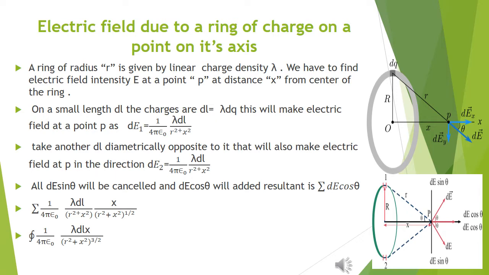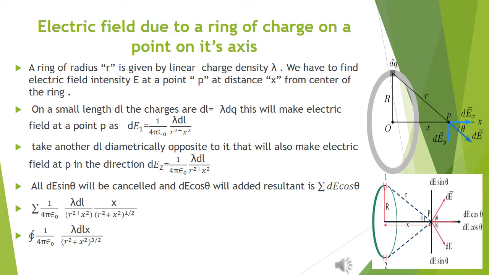So this is a ring of charge. It is a three-dimensional diagram as you see, and I just convert this into a two-dimensional one, and we have to find out the electric field at this point P. We know we have only one formula for electric field, that is 1 upon 4 pi epsilon naught q over r square, which is with respect to a source charge.